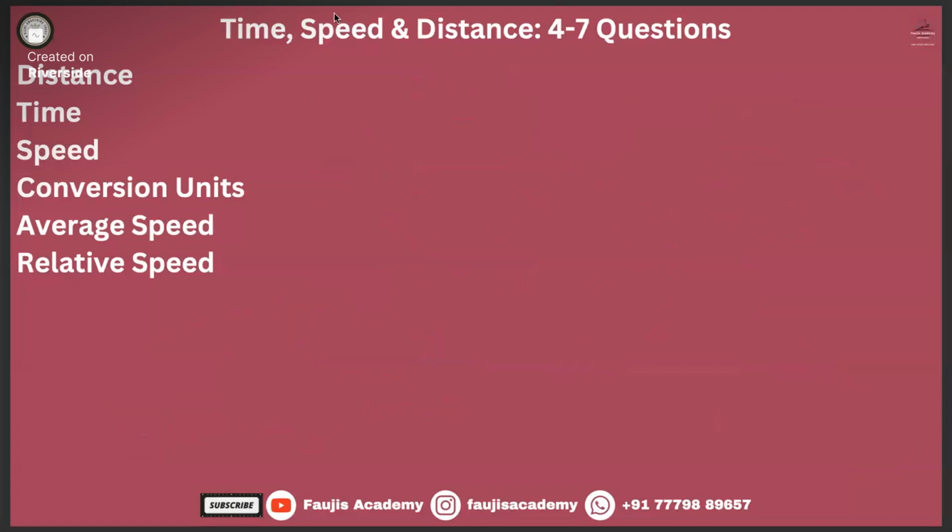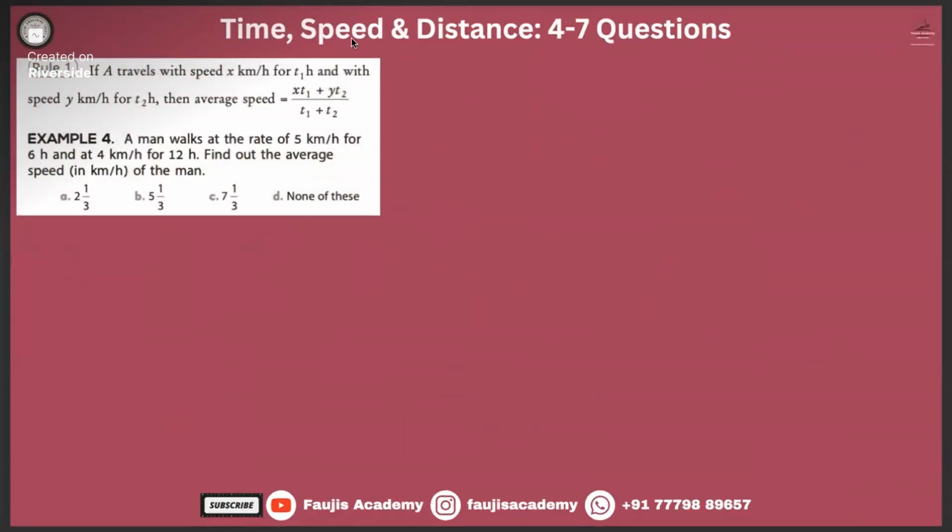So we'll move to the next slide. There are a few rules. I'm not a very big fan of all these rules. The rule says that if A travels with a speed of x kmph for t1 hours and with a speed of y kmph for t2 hours, then average speed is equal to (x t1 plus y t2) divided by (t1 plus t2), right? It's very much intuitive.